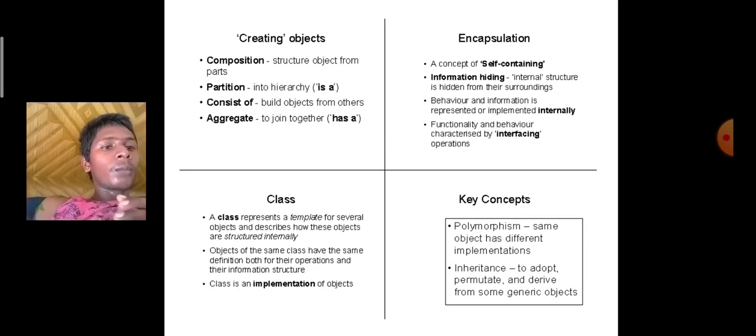Key concepts. Polymorphism: the same object can have different implementations. In polymorphism, poly means many and morphism means forms. Inheritance: to adapt and derive some generic operations. Inheritance means properties are passed on from the old generation to the new.